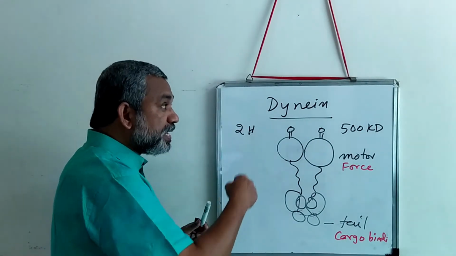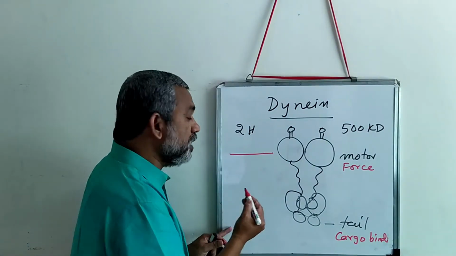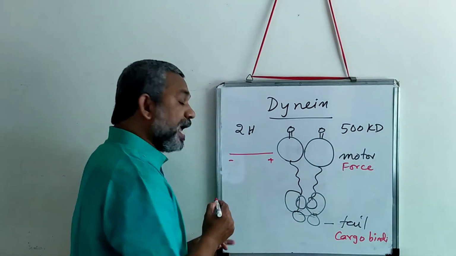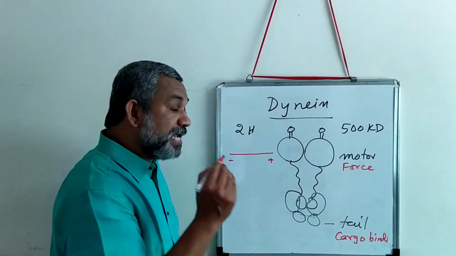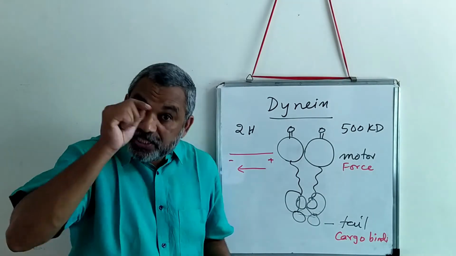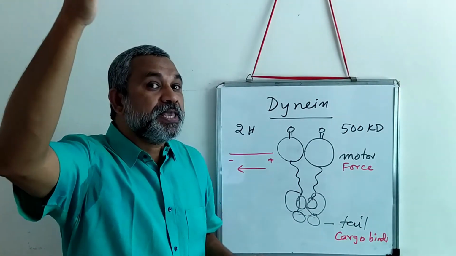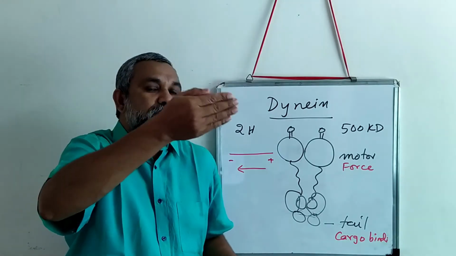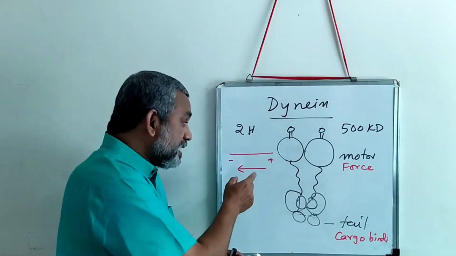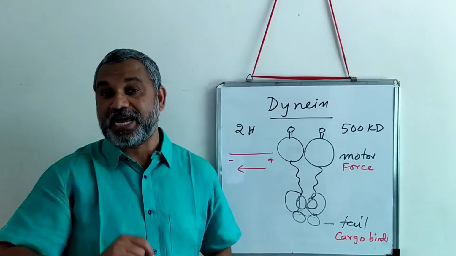What is important in the case of dynein is, if this is a microtubule, this is the plus end and this is the minus end. Dynein will move towards the minus end, which means it is transporting cargo from the periphery of the cell to the nucleus portion. That is what we need to understand about the movement of the dynein molecule.